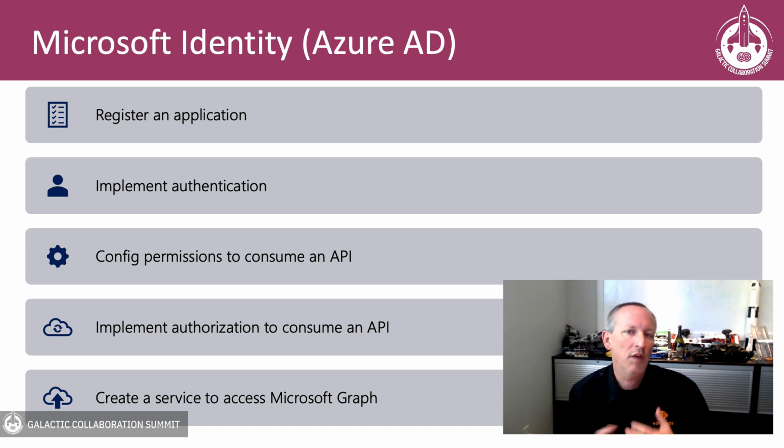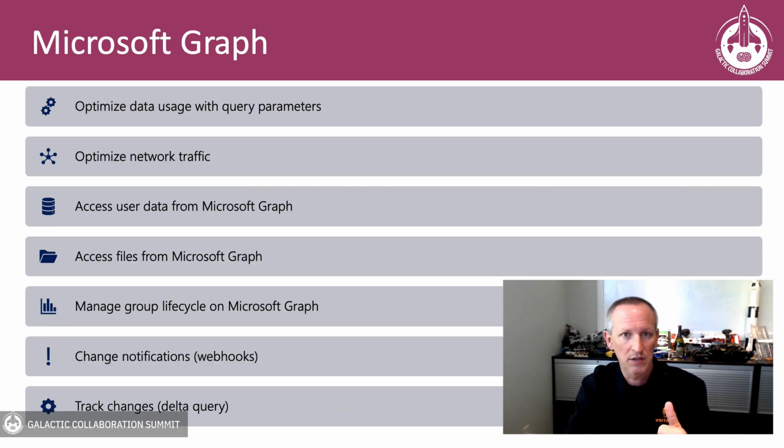How do you implement authorization and consume an API? So how would I set up my ASP.NET MVC Core web application to support someone logging in using a work and school account and then being able to fetch information about that user using the Microsoft Graph? And then finally, how would I create a web service that's secured with Azure AD to talk to Microsoft Graph? Those are all topics that you're going to need to know and be familiar with, and what you're going to be tested on.